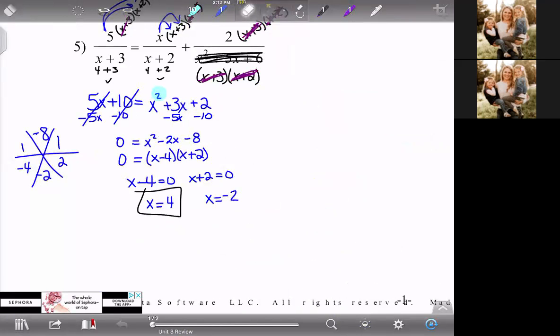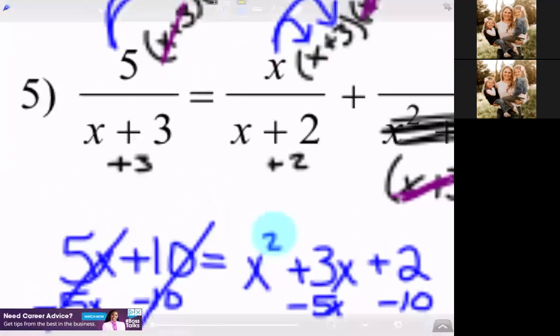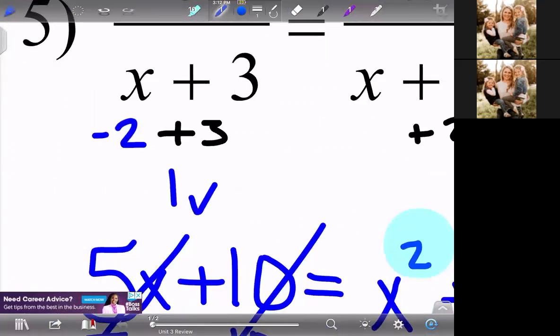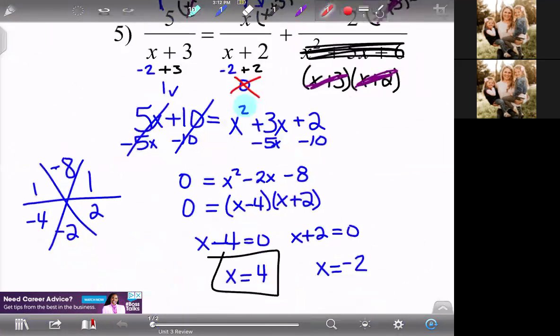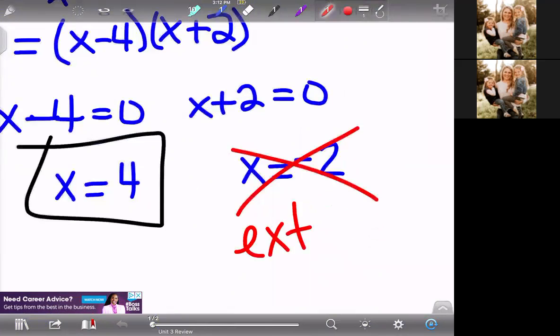But we're not done. We need to check -2. When I check -2, -2 plus 3 is 1. That's perfect. You're allowed to divide by 1. However, when I plug in -2 into this fraction or this denominator, -2 plus 2 is 0. That is most definitely not allowed. So we're not allowed to divide by 0, which means x equals -2 is extraneous.